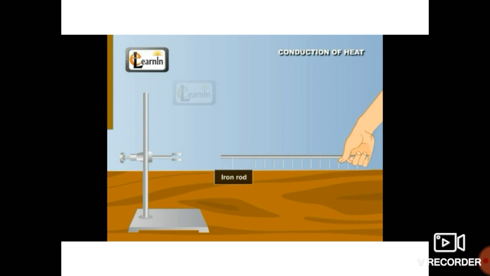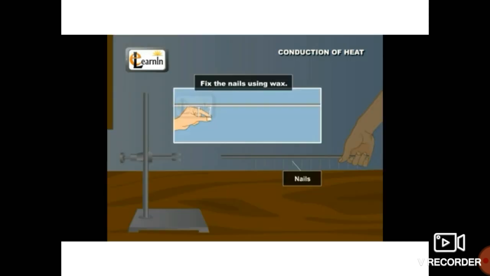We have to put this iron rod into that edge of the stand. Okay students, see over here. How are the nails fixed to the rod? The nails are fixed by using wax. Again students, the procedure: take an iron rod or aluminium rod, fix nails using wax, and then fix this rod to the stand at one end.